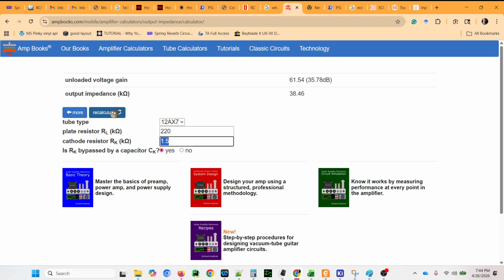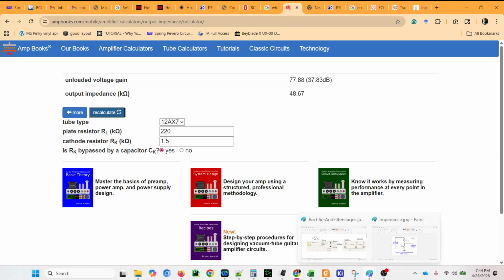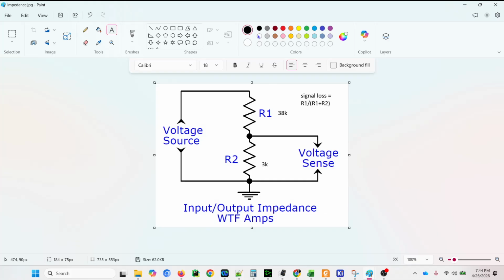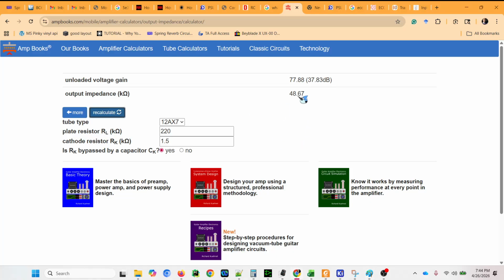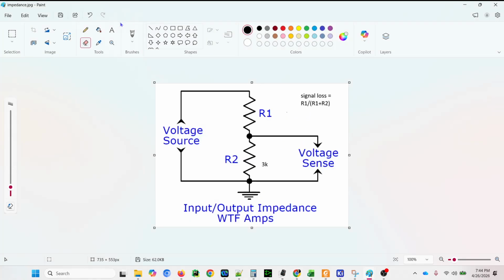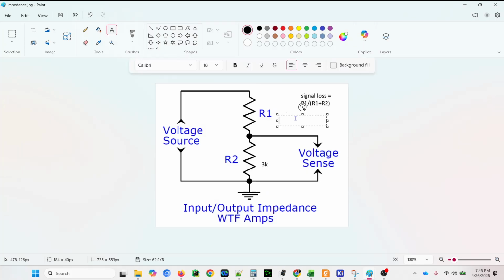Yes, it is. When I press recalculate, it tells me that the output impedance of my tube preamplifier is 48.67 kilo ohms. So what we're going to do is come here. I'm going to erase this because R1 is not that value. It's the value we got here, 48.67K. So this is going to be 48.67K.